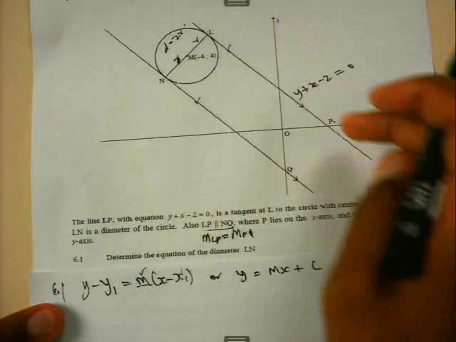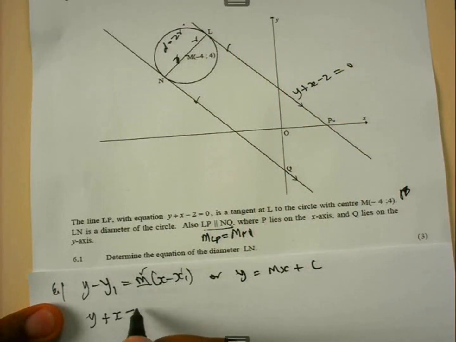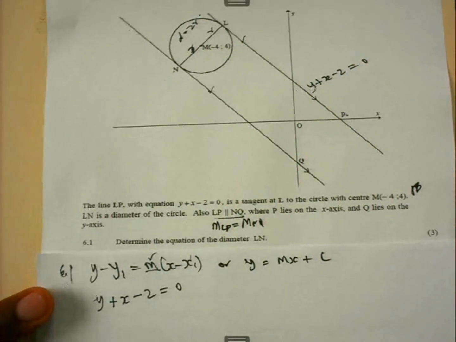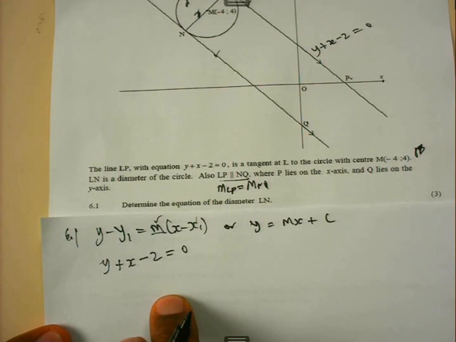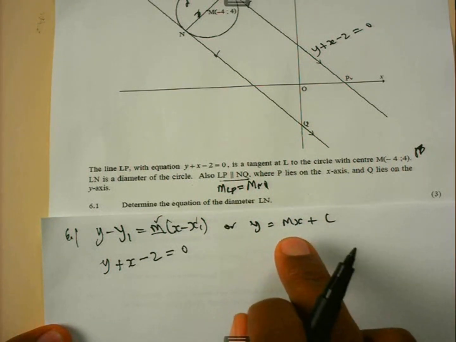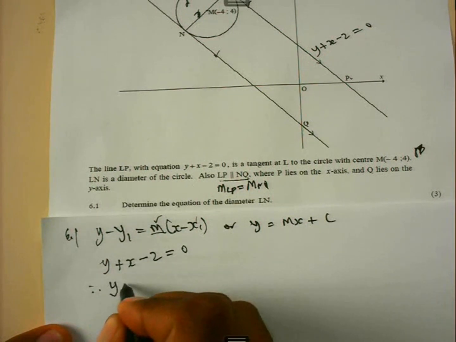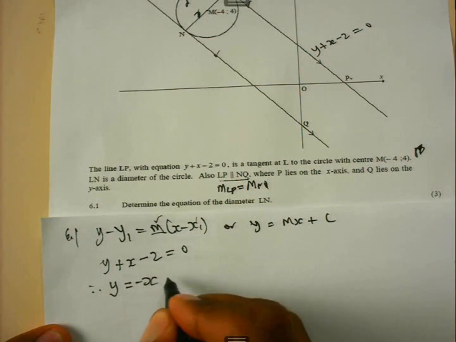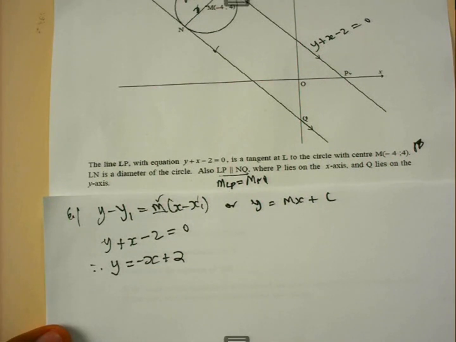We have the equation of the tangent LP, which is y plus x minus 2 is equals to 0. Then, the first thing that we need to do is to write this equation in the standard form. We must write it as y is equals to mx plus c. Therefore, now you will see we are going to have y here is equals to minus x plus 2.